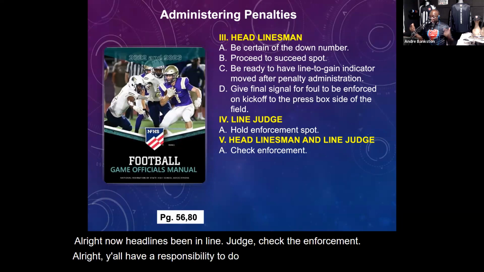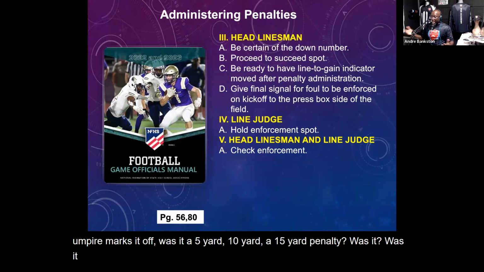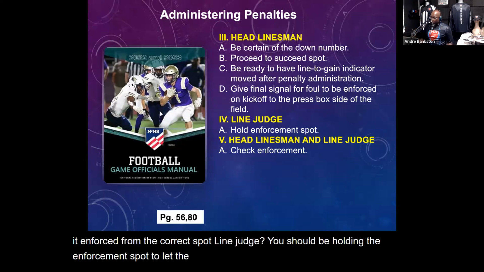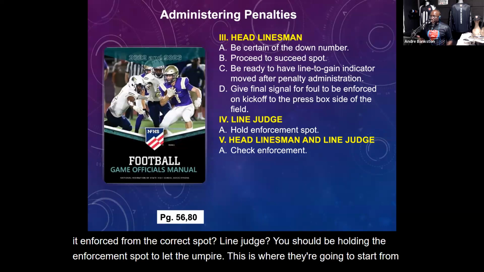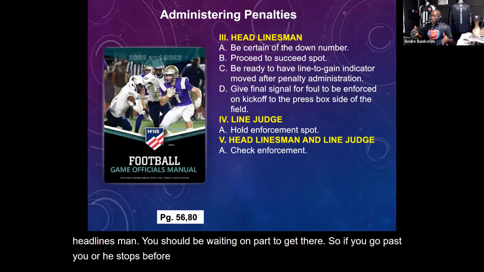You want to make sure that if the umpire marks it off, was it a 5-yard, 10-yard, or 15-yard penalty? Was it enforced from the correct spot? Line judge, you should be holding the enforcement spot to let the umpire know this is where they're going to start from. Head linesman, you should be waiting on the umpire to get there. So if he goes past you or he stops before you, we know we have a problem.